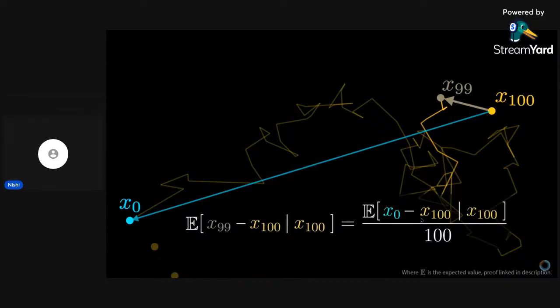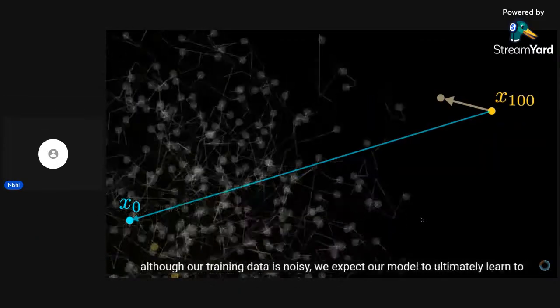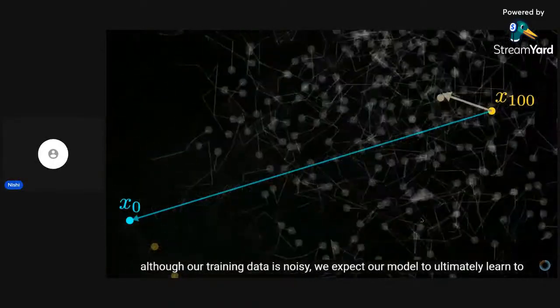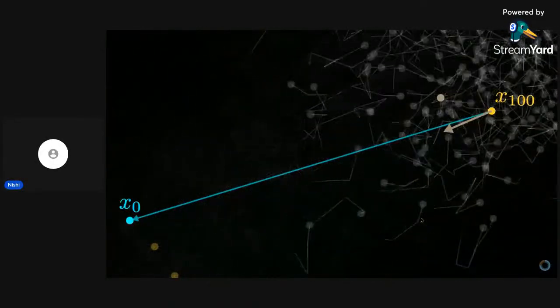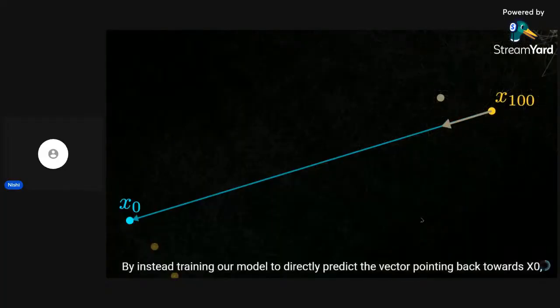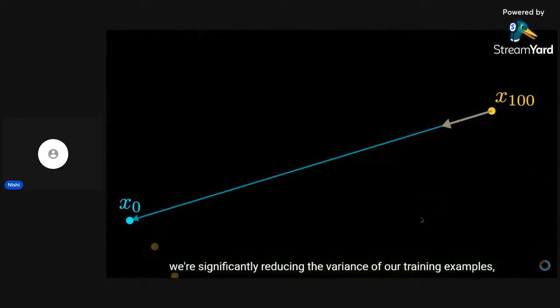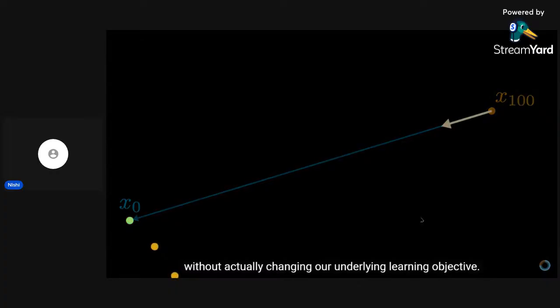This means that when our model learns to reverse a single step, although our training data is noisy, we expect our model to ultimately learn to point back towards x0. By instead training our model to directly predict the vector pointing back towards x0, we're significantly reducing the variance of our training examples, allowing our model to learn much more efficiently, without actually changing our underlying learning objective.